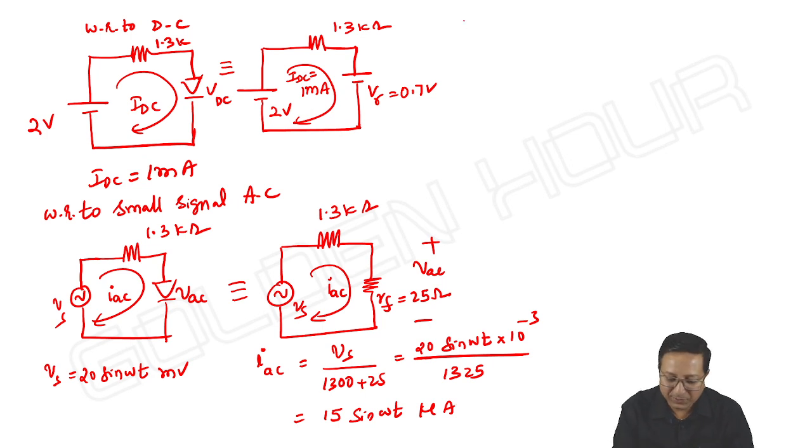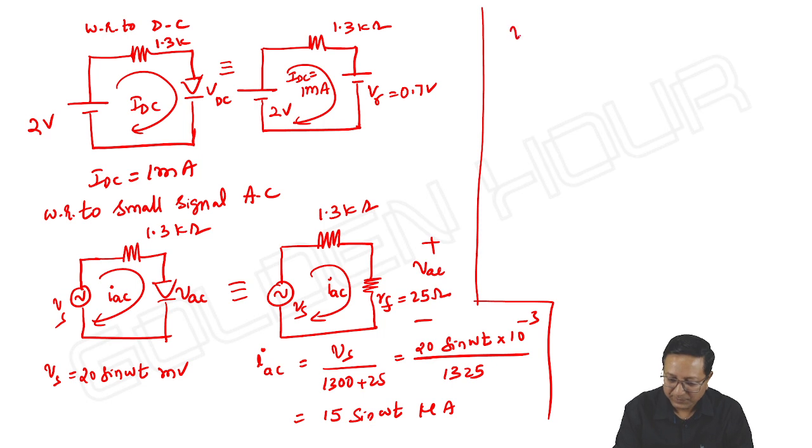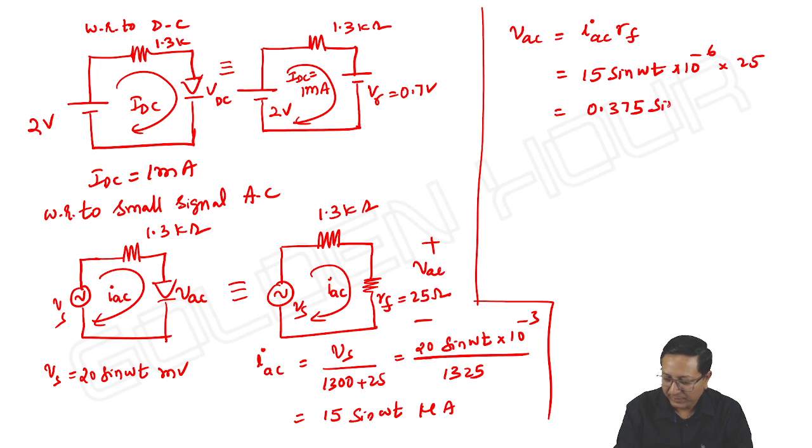Okay, and what about VAC? VAC is equal to IAC into RF. 15 sine omega t microampere into 25 ohms, it is 0.375 sine omega t millivolt. Now you check this value.